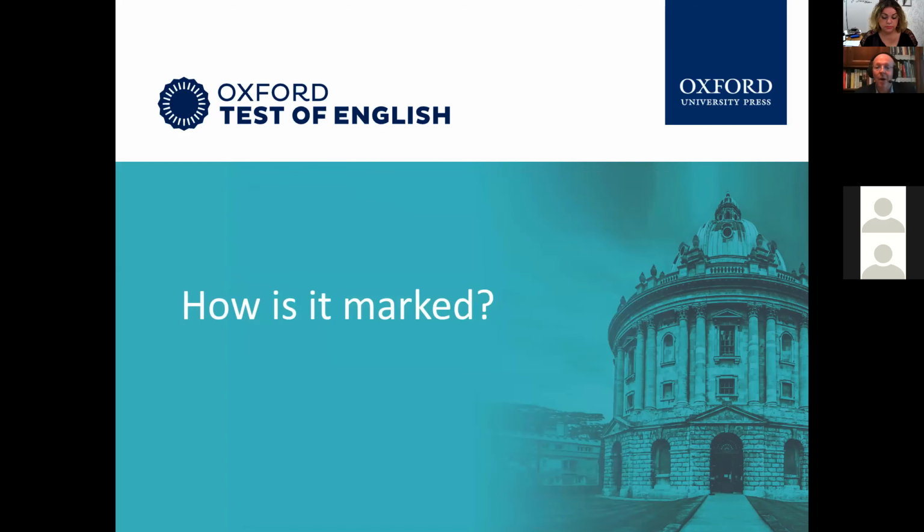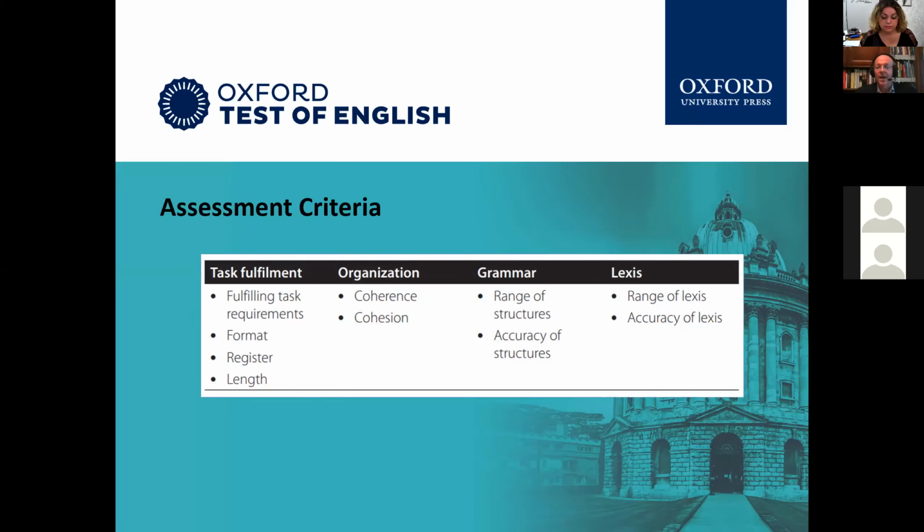Now, how is it marked? Well, this is what the examiners are looking for. It's marked by human examiners in Oxford. Now, this is the same for speaking and for writing, okay? In both cases, they're marked by human examiners. In the case of writing, what we're looking for is task fulfillment. Now, what does that mean? It means, have you done the job? Okay, have you got the format correct? The register, is it formal or informal? Is the length correct? Is it between the minimum and maximum number of words? So basically, have you followed the instructions?